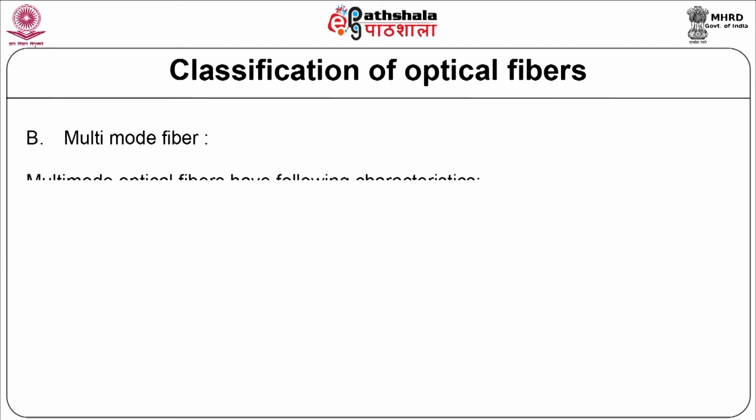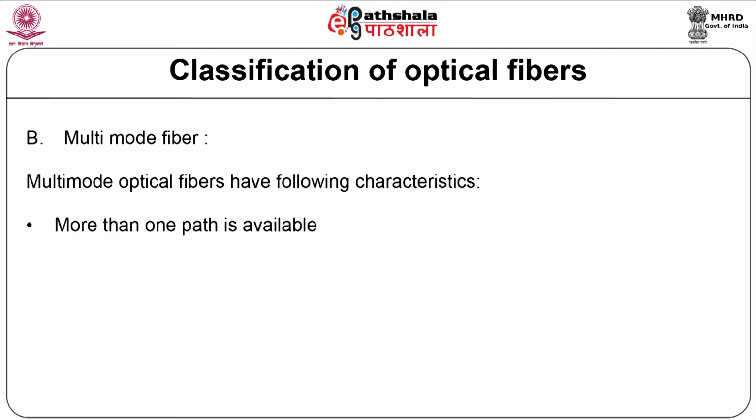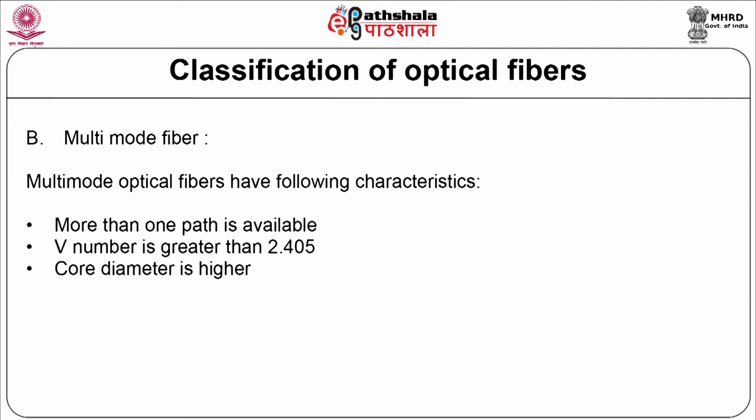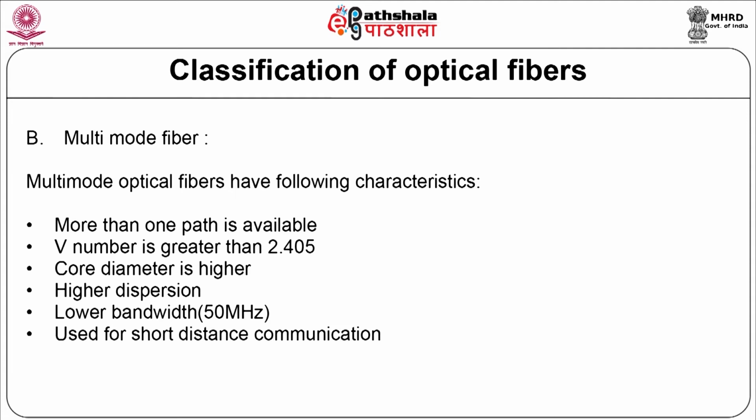These optical fibers have the following characteristics. More than one path is available. V number greater than 2.405. Core diameter is larger, of the order of millimeters. Higher dispersion. Low bandwidth, which is 50 MHz only. Used generally for short distance communication. Fabrication is less difficult and less costly as compared to single mode fiber.